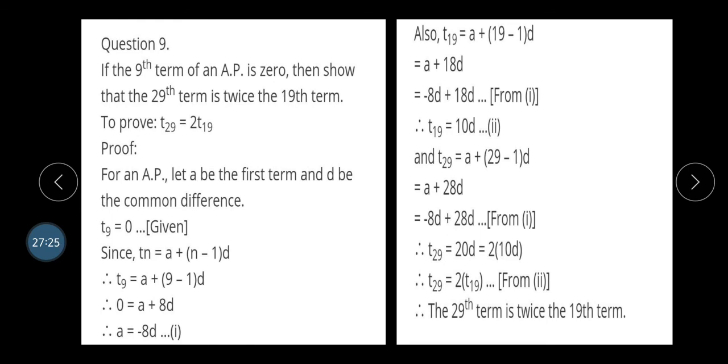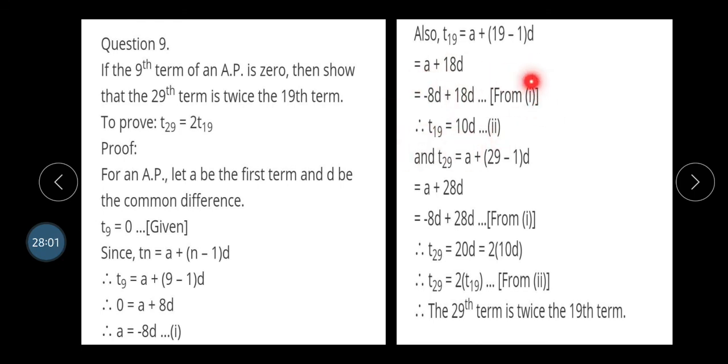Now what are they telling? We will be substituting: T29 is equal to A plus 29 minus 1 times D. So 29 minus 1 gives 28D. A plus 28D: instead of A we will write minus 8D. So minus 8D plus 28D, we get 20D. Minus 8 plus 28, we get 20. So T29 is 20D.